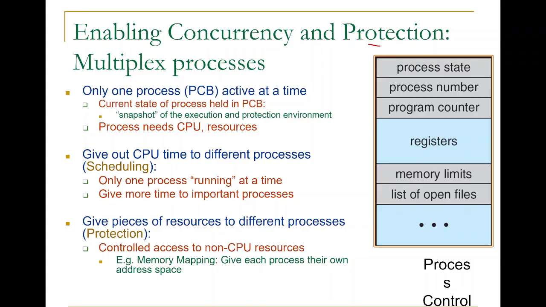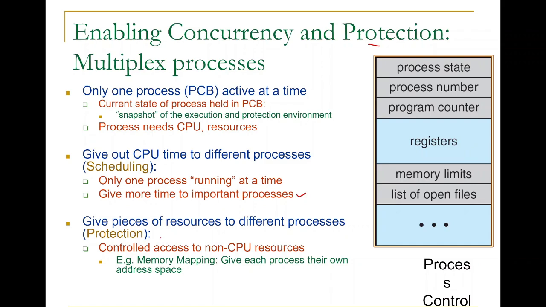The process needs CPU resources. Once it gets the CPU and its resources, no other process gets those things, so we allow that process to run. Another way of handling that and protecting processes from each other is what we call scheduling. You give out CPU time to different processes, so a process knows that only one process is running at a time. Give more time to important processes. Important processes will have more time or higher priority, as we said earlier.